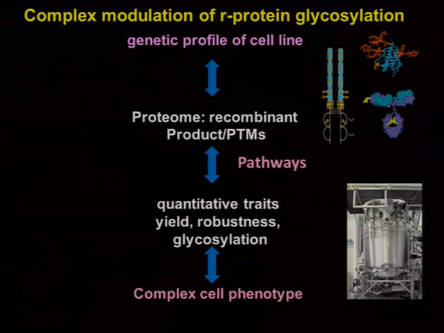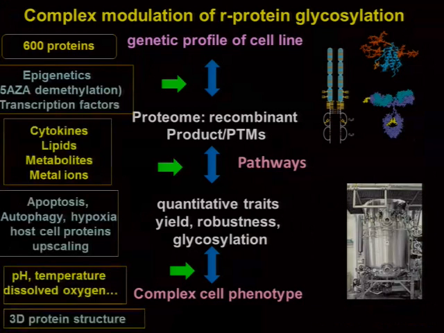And then you will have a complex cell phenotype, which you also will have naturally, but you will have it in your cell culture cells as well. And each of these steps are accompanied by a lot of things that can alter them. There are 600 proteins that are involved in glycosylation. So if you change the genetic profile of many of these proteins, you will affect glycosylation.